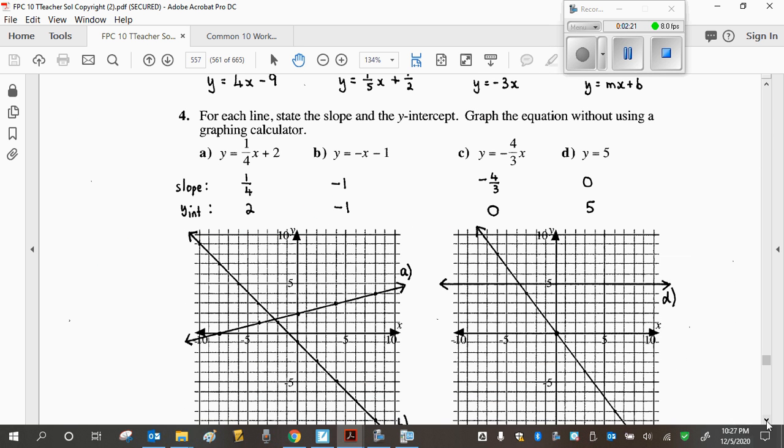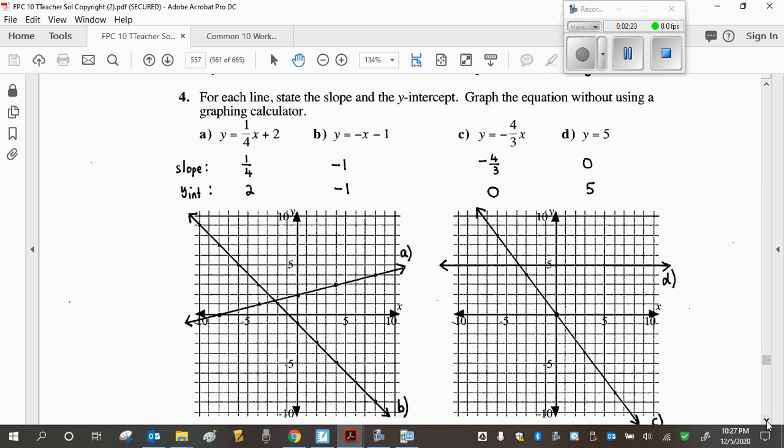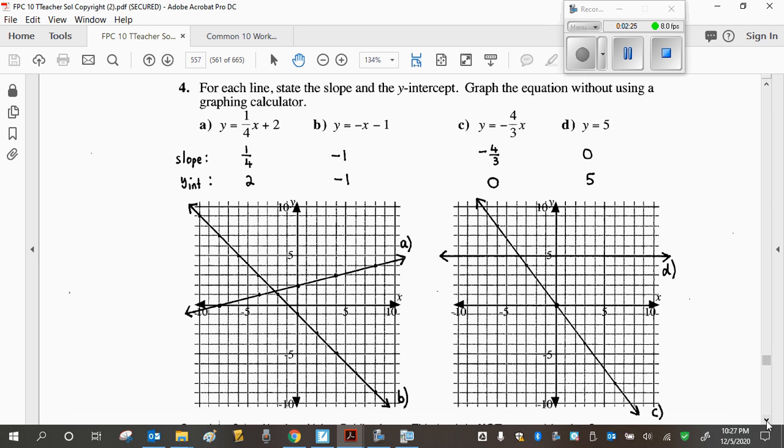Number 4. Slope and y-intercept, and then graph it. So there's the slope, there's the y-intercept. You start at 2 up for this one. I got rid of that, got rid of everything. Oh well. So 2 up, there it is.